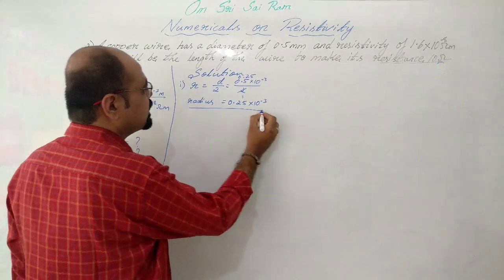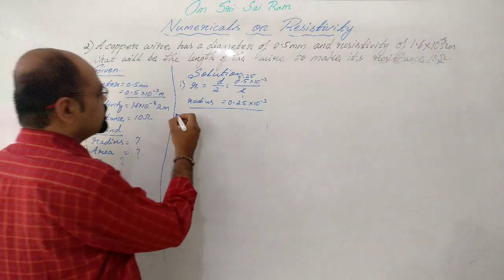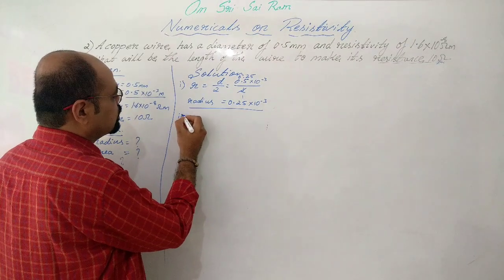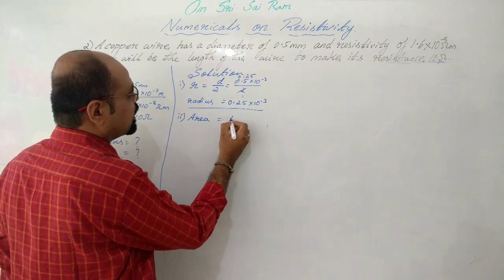So after getting the radius, it's easy to find the area. So let's find the area. Area is equal to pi r square.